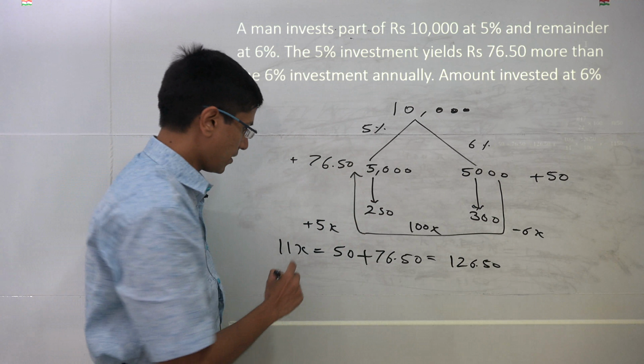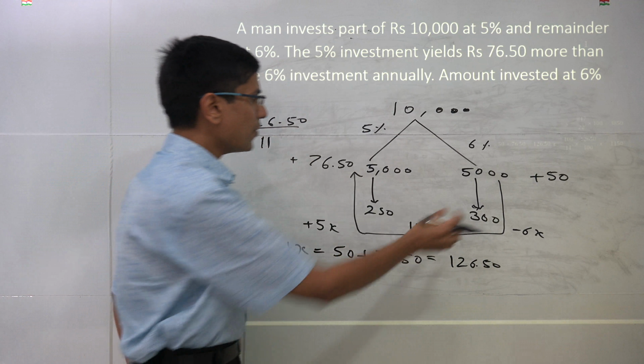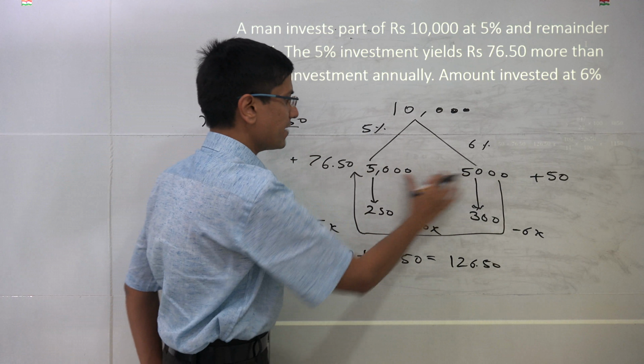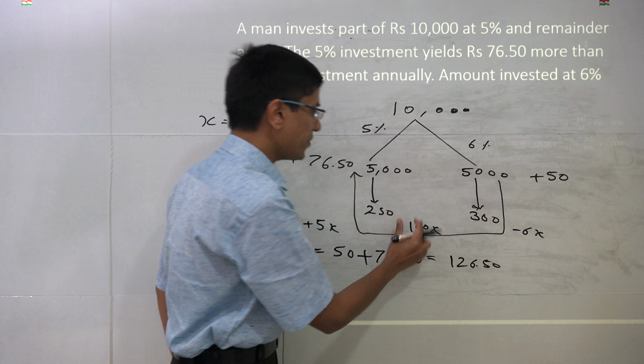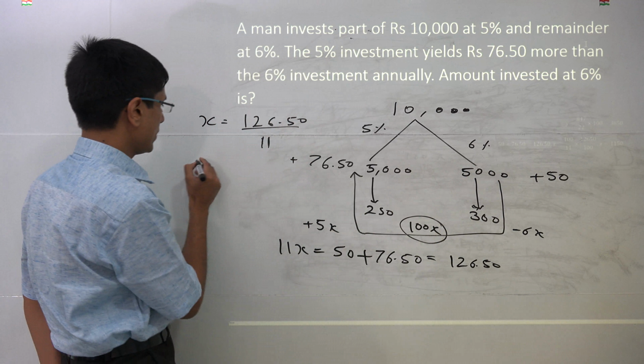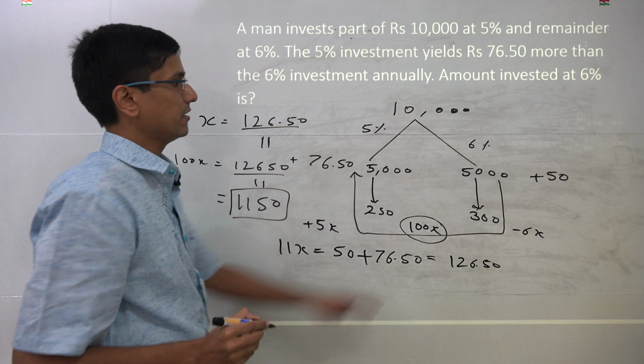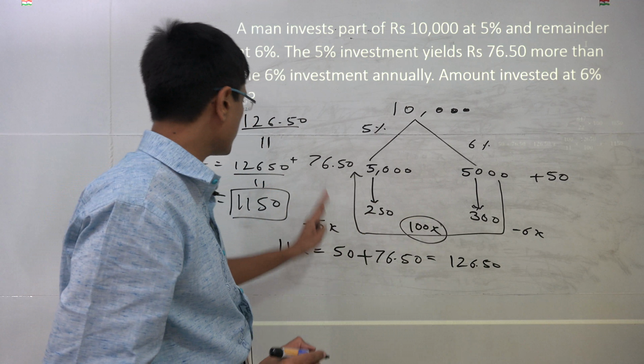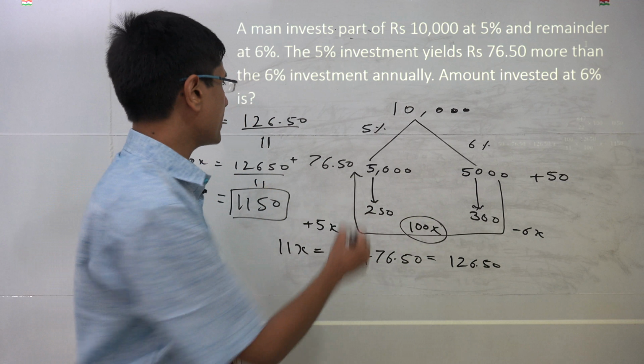Of course, from here I can calculate the value of x. X would come out to be 126.50 divided by 11. But of course, we are not interested in x. We really want how much I need to transfer. Starting with 5,000 on both sides, how much do I need to transfer? That is, of course, we know 100x. So 100x, just multiply this by 100, comes out to be 50 divided by 11. If you simplify it, the amount that I need to transfer comes out to be 1150. So starting with 5,000 here, 5,000 here, I need to transfer 1150 to match the condition in the question.